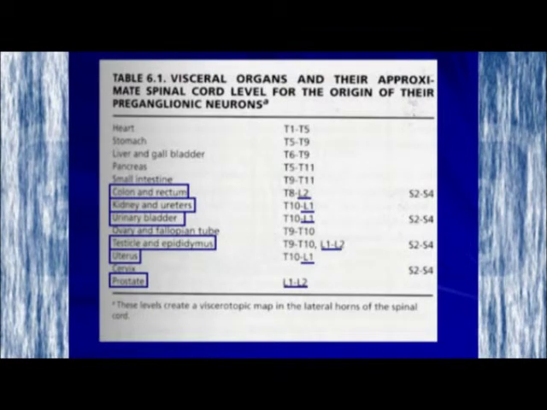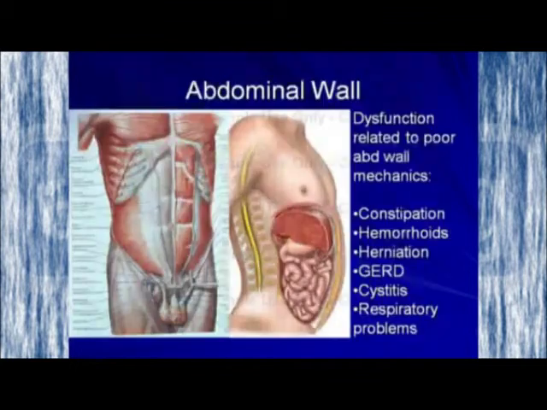So colon and rectum will be tied in down to L2. Kidney and ureters will be tied in, and I just highlighted what parts of the lumbar mechanics will affect these organs. Urinary bladder, testicle and epididymis, as with the patient that I had seen, he's having some problems there. Uterus and the prostate, these will all be involving sympathetic nerves from the lumbar spine.